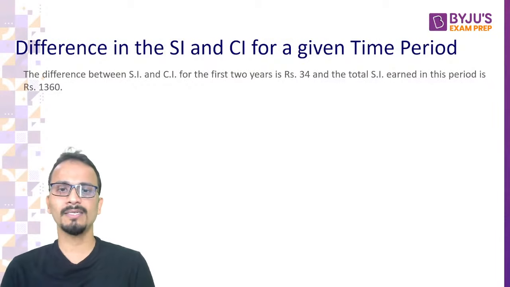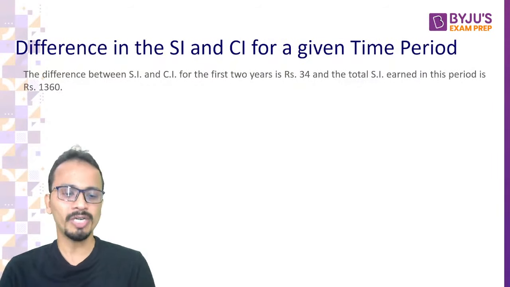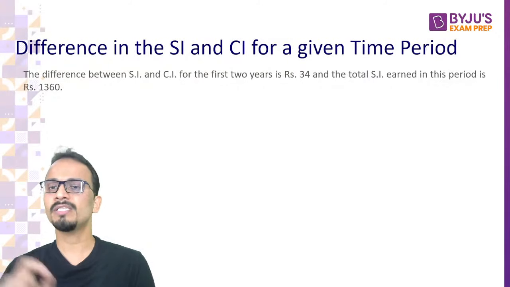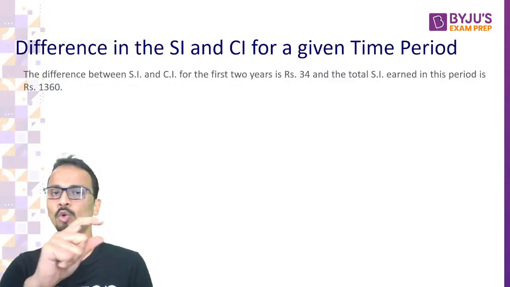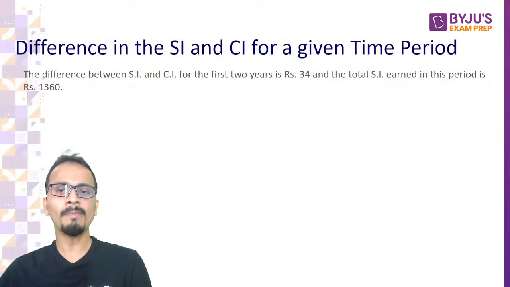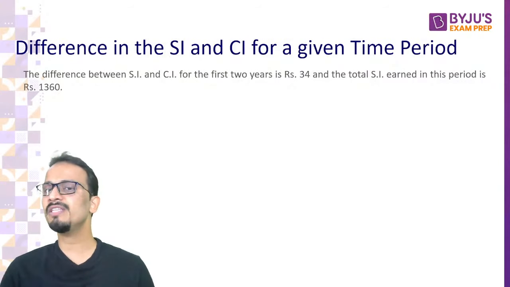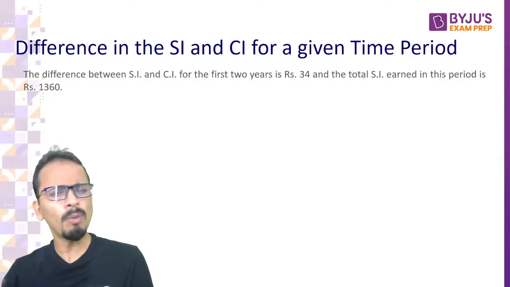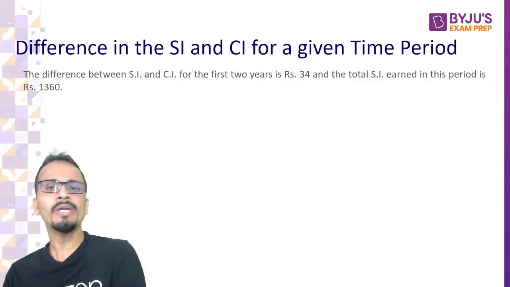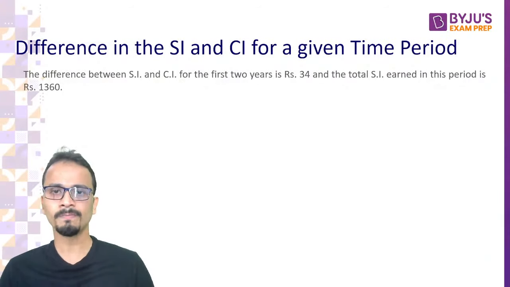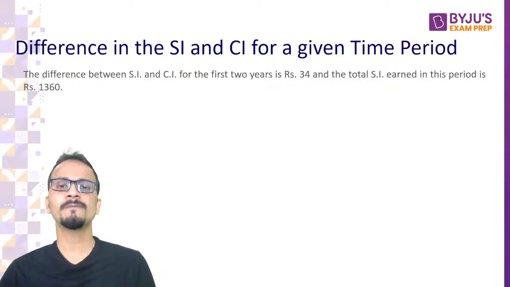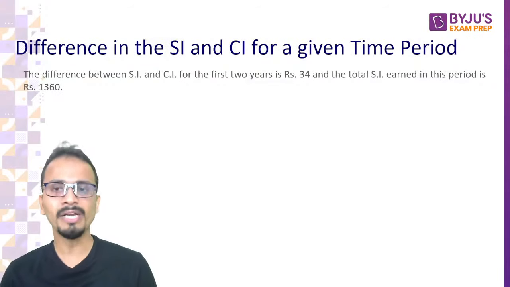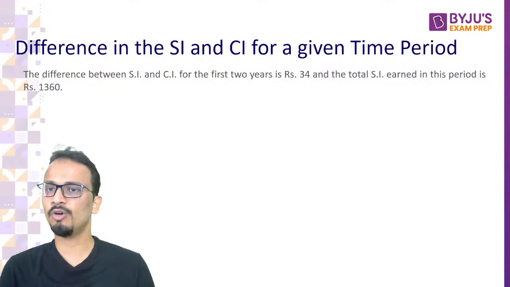The question says that the difference between simple and compound interest for the first 2 years is 34. That means the total simple interest for 2 years and the total compound interest for 2 years, the difference between these two values, is given as 34 rupees. Obviously, compound interest will be more than simple interest, so for 2 years, compound interest is rupees 34 more than the simple interest for 2 years.